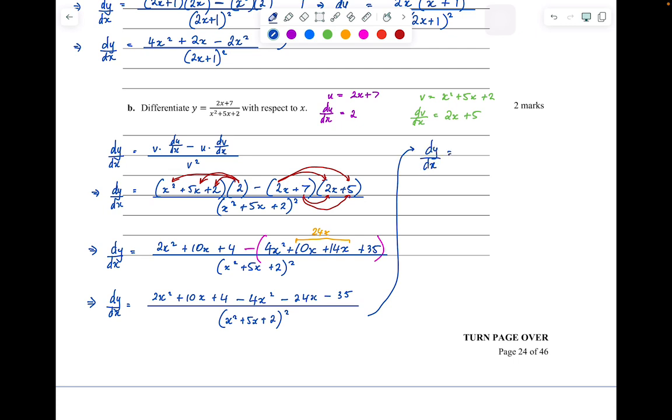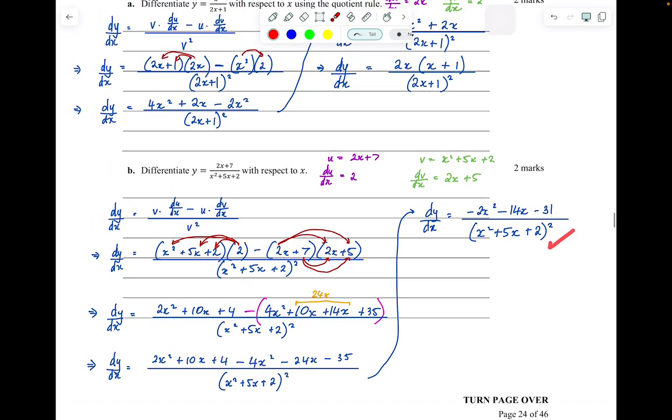Got dy dx here. Let's group the like terms. We've got 2x squared minus 4x squared. That's negative 2x squared there. Let's look at the x terms. 10x minus 24x, that's minus 14x. And we've got 4 minus 35, which is negative 31. Looking pretty okay there now. And then we do our v squared at the bottom there. All right, and we can leave that in that particular form there. That's absolutely fine.